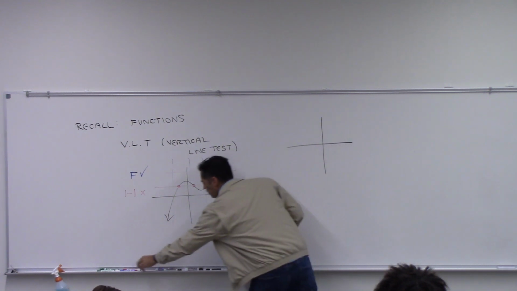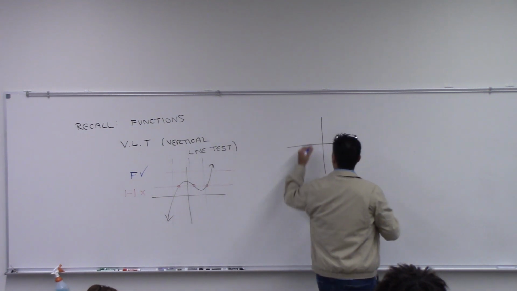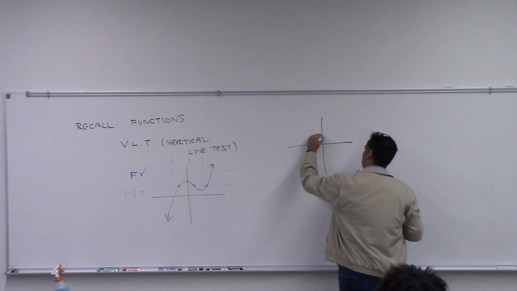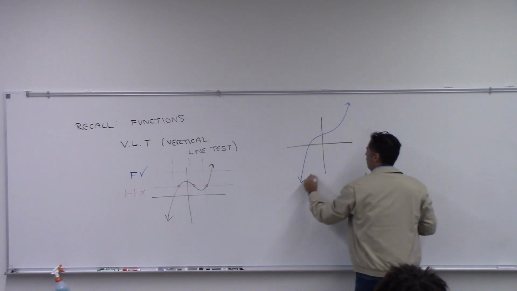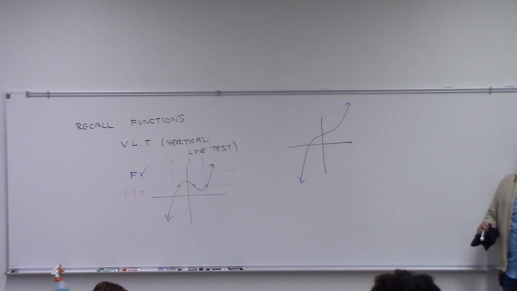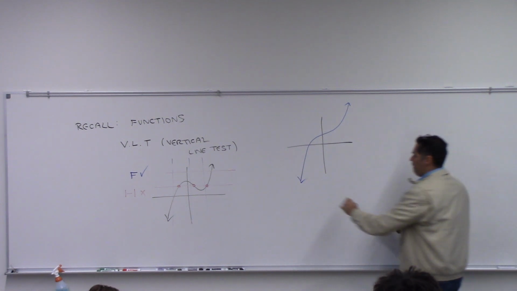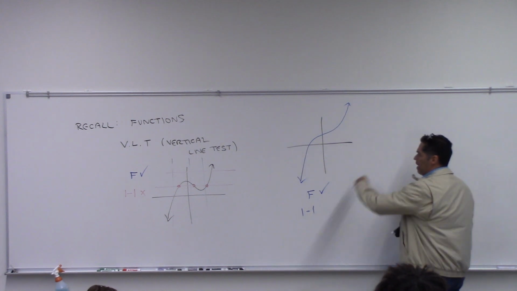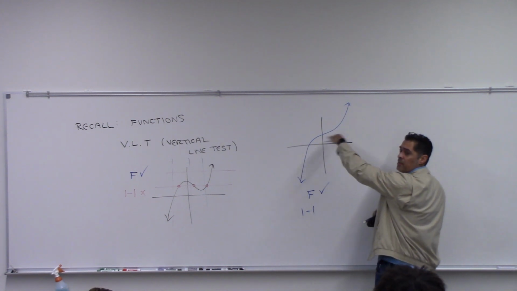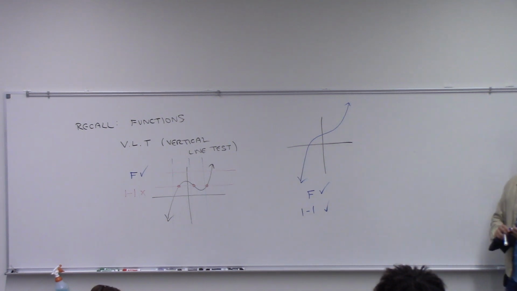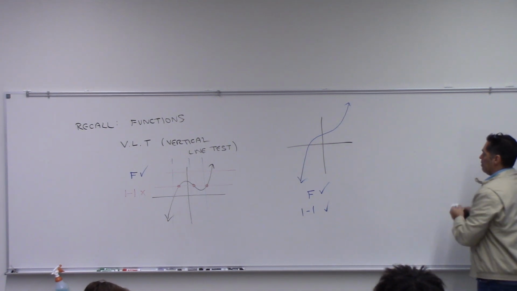So for this one, let's do, how about this? All right, first of all, is that a function? Yes, it passes the vertical line test, right? Okay, is it one-to-one? Yes, if I draw horizontal lines, I never hit more than once. So this would also be one-to-one. Next one.